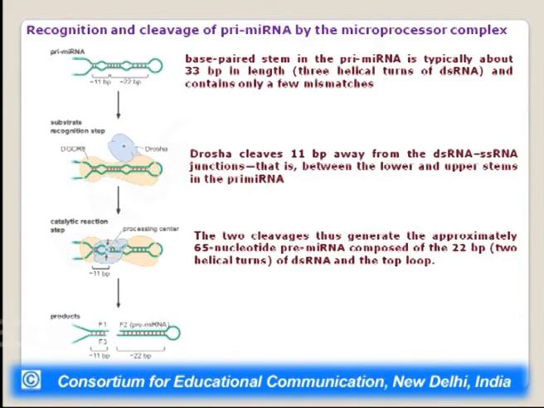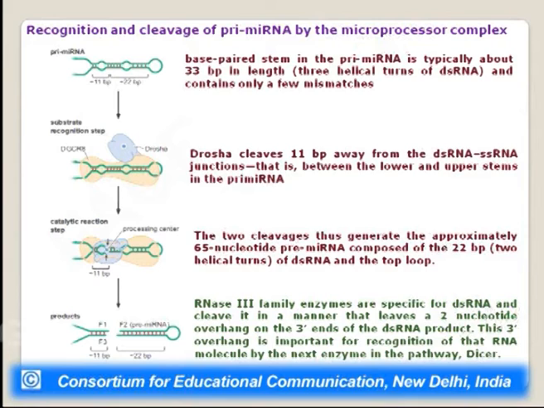The two cleavages thus generate the approximately 65 nucleotide pre-microRNA composed of 22 base pairs or 2 helical strands. The RNase 3 family enzymes are specific for double-stranded RNA and cleave it in a manner that leaves a 2 nucleotide overhang in the 3' end of the double-stranded RNA product. This 3' overhang is important for the recognition of that RNA molecule by the next enzyme in the pathway, Dicer.